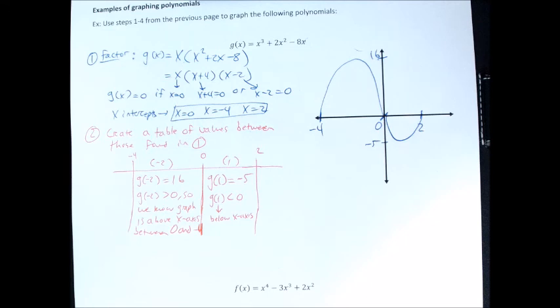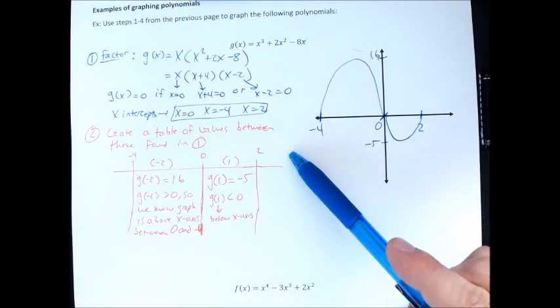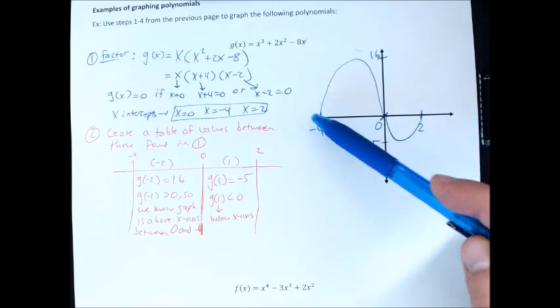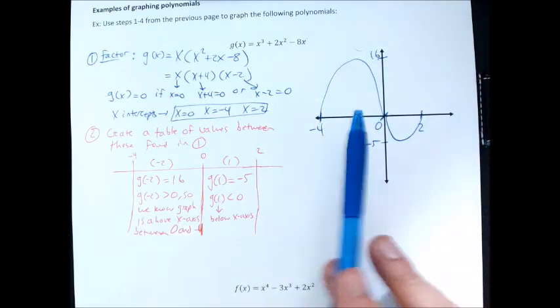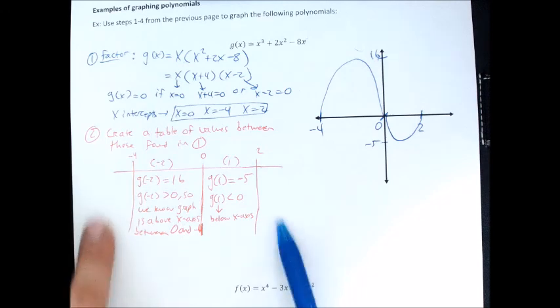Questions? Why don't I need to test a point past 2? What's going to happen on the outsides of this? So -4 and 2, I'm not going to test any points out here. Any thoughts on that?